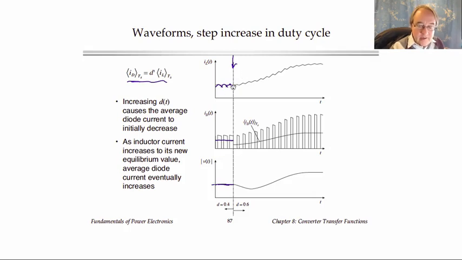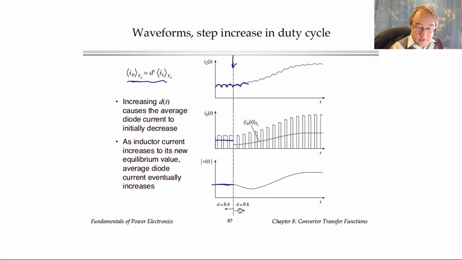It takes time for the inductor current to change, and right after we change to D equals 0.6, the inductor current hasn't had time to change much. It's a continuous waveform. So the inductor current goes through some transient, and eventually it builds up to a large value, but initially it hasn't had time to do that.